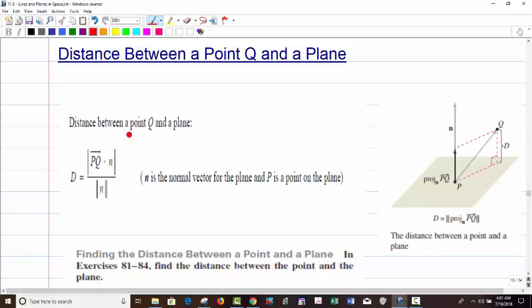Just form that vector, and then we dot product it with the normal vector for the plane, over the magnitude of the normal vector of the plane. We have an absolute value here in the numerator, because sometimes that dot product may be negative, and the absolute value makes it positive, because if we are finding distance, then the answer is going to be positive.